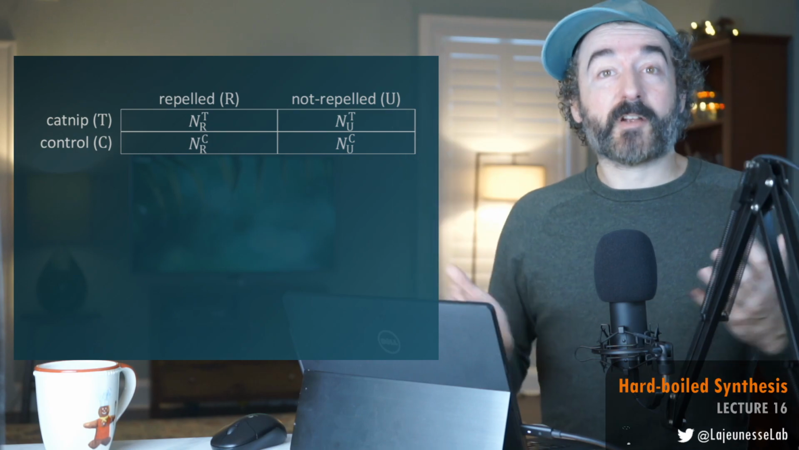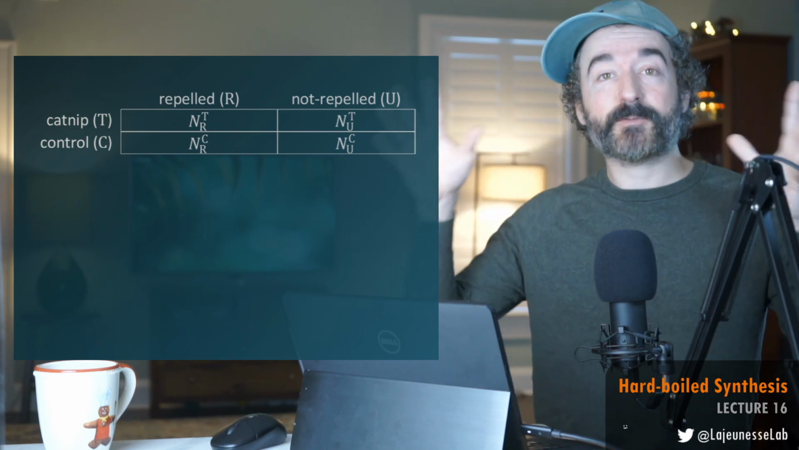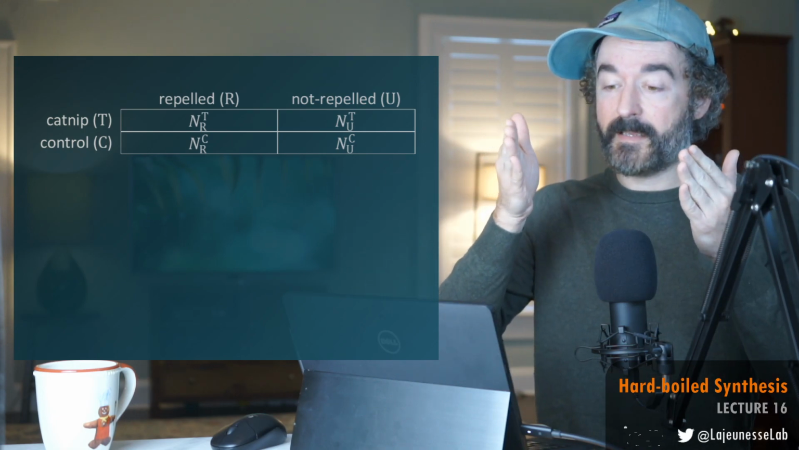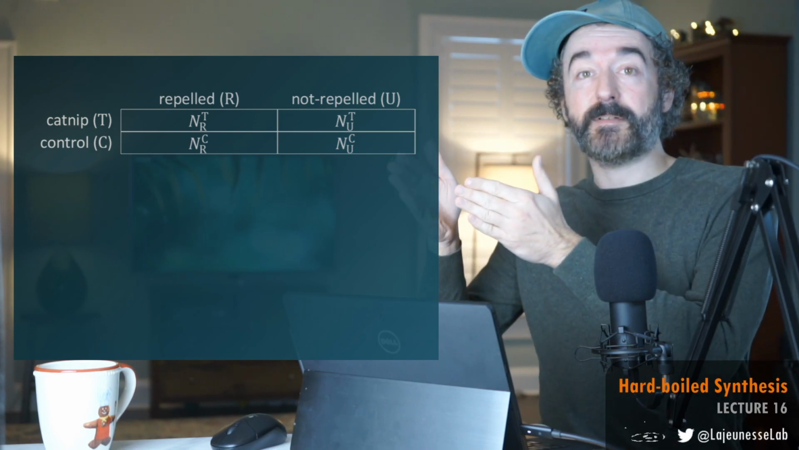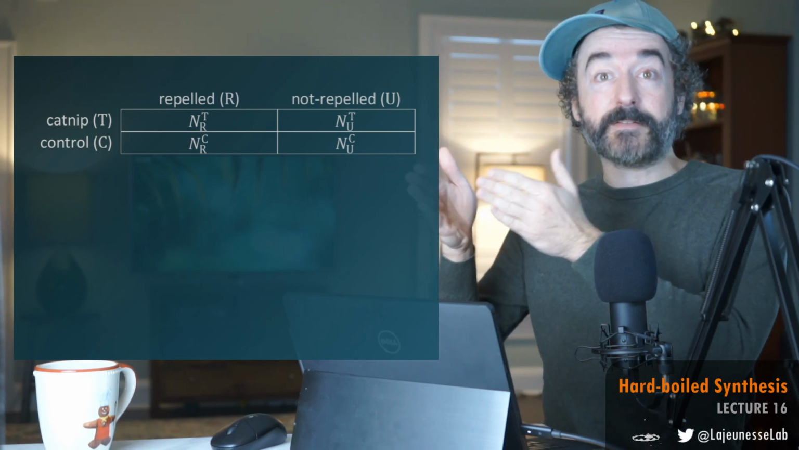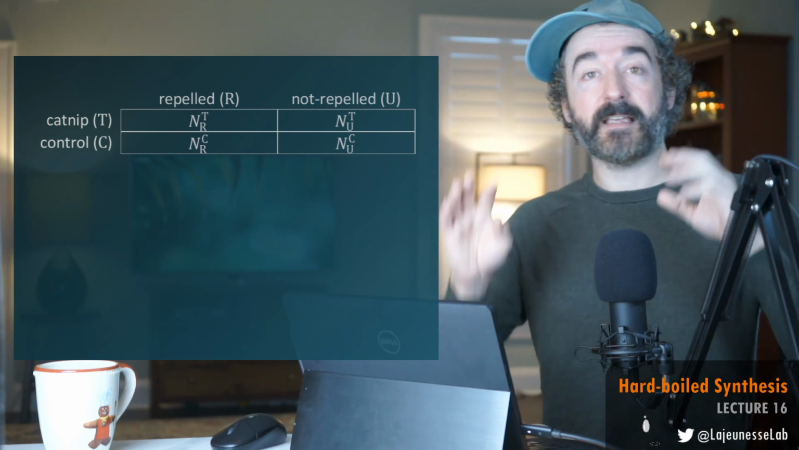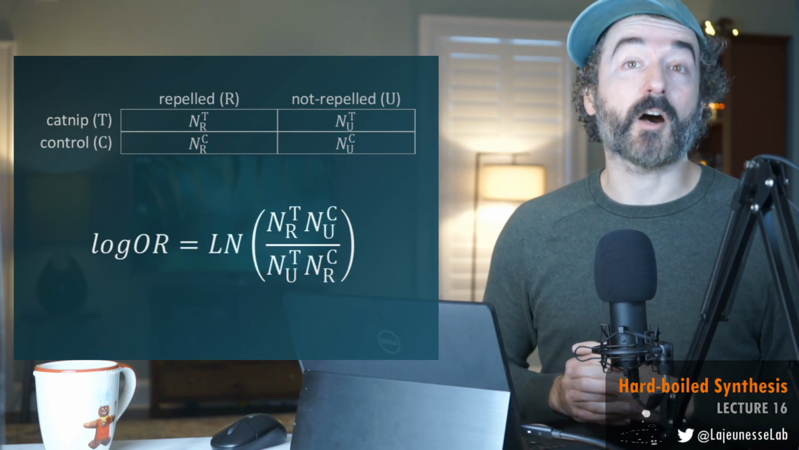What do you do with raw counts? This becomes like a chi-square problem, like in this table right here. You have the number of mosquitoes repelled by catnip versus the number not repelled, the number repelled by DEET, the number not repelled by DEET. And from that, you calculate a log odds ratio.